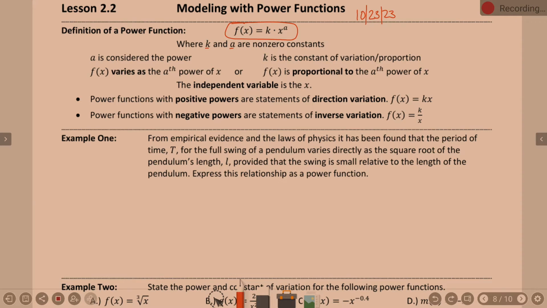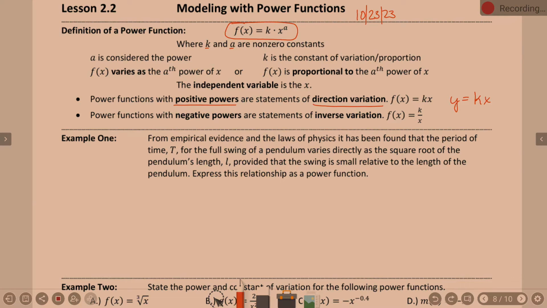Okay. Independent variable is x. That just means x is the independent variable. That's what you plug into the equation. y is dependent upon x. Power functions with positive powers are direct variation. If you remember back from Algebra 1, we probably talked about it a little bit in Algebra 2, the form of the equation y equals kx, okay, this is f of x equals kx, but that is direct variation, where it's often said as y varies directly with x. That k is your constant of variation or constant of proportion.